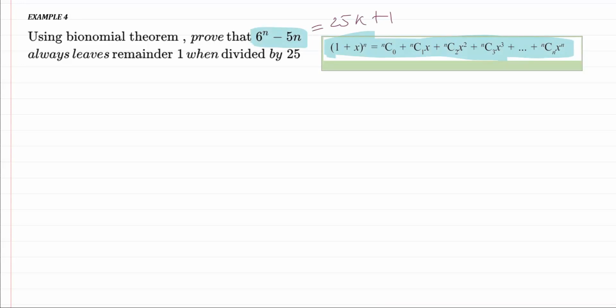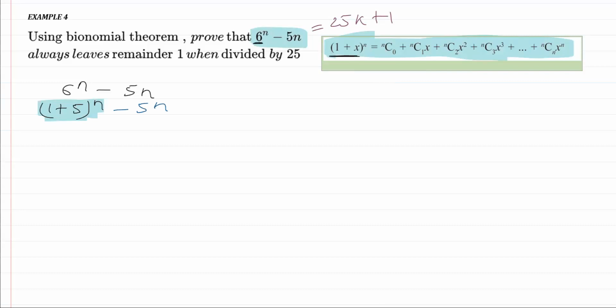So first of all, I'll split 6, I'll write it in terms of this, so we can apply this binomial. Let me write on the question. This is 6 raised to the power n minus 5n, copied. I can write 6 raised to the power n as (1 plus 5) raised to the power n, keeping minus 5n as it is. Now I'll be applying this binomial theorem here.